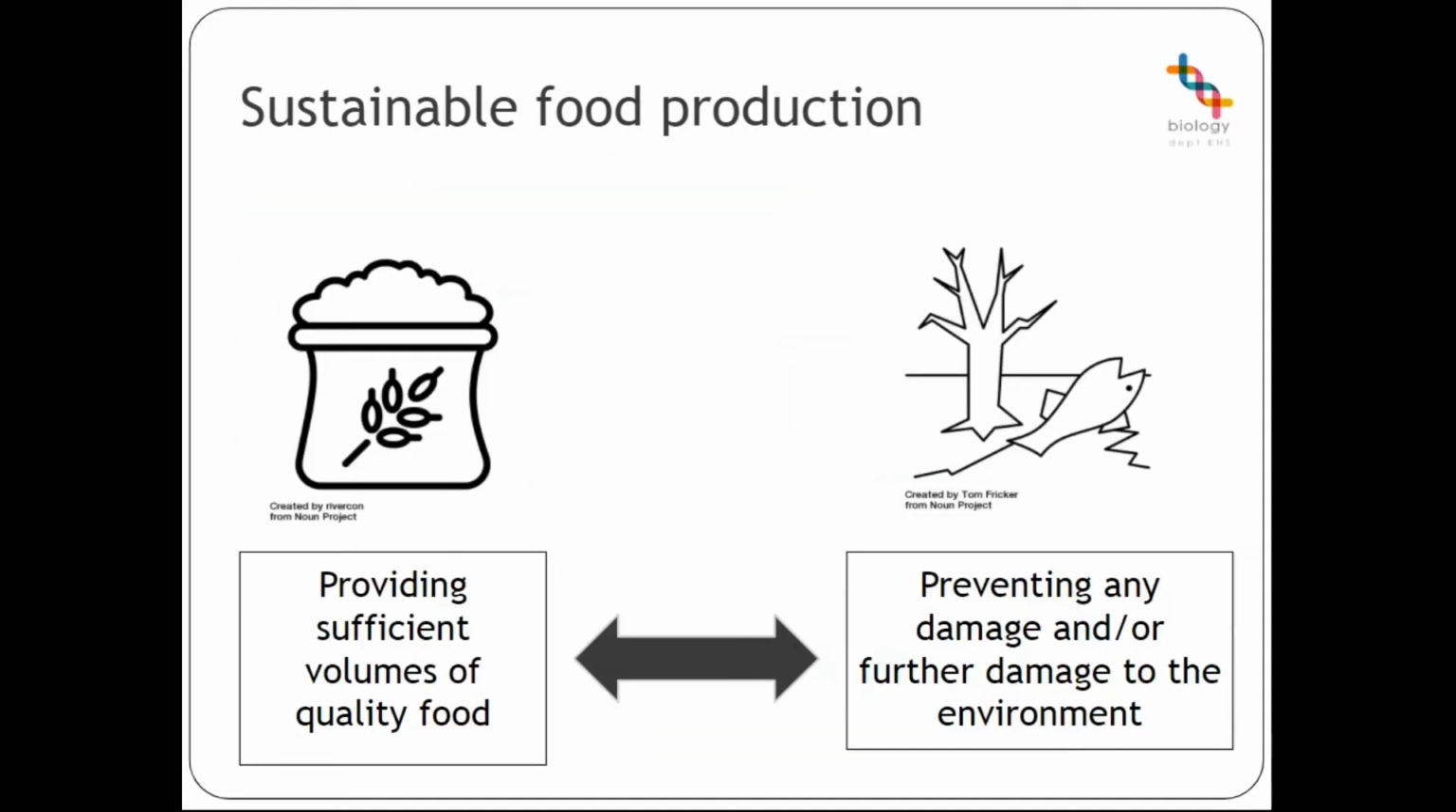Now, our previous attempts to increase the levels of food production have depended on the use of large quantities of fertilisers and pesticides. We've had intensive multi-crop farming methods, and that has led to some environmental degradation. Attempts to reverse that are underway, to make sure that our increased food production occurs in a way which does not degrade the natural resources on which the agriculture depends. So sustainable food production is about finding the balance between providing sufficient volumes of quality food and preventing any damage or further damage to the environment.